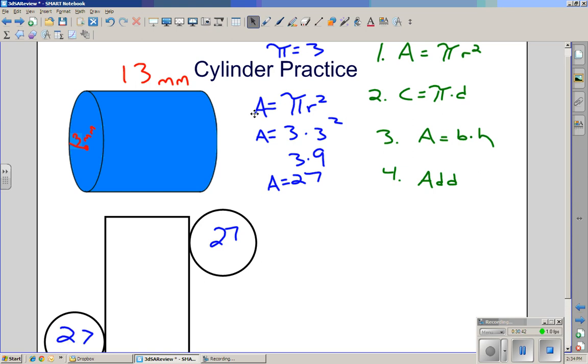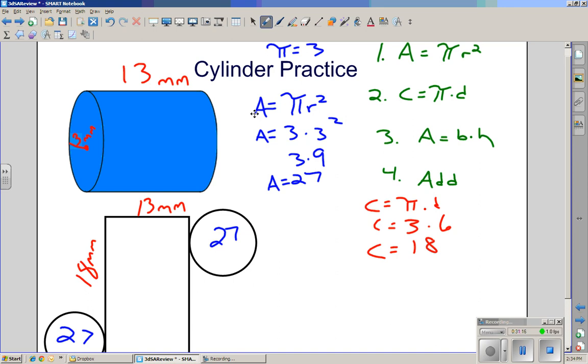The next step, since I know this is 13 millimeters, I have to find my circumference. I do that with C equals pi times diameter. My pi is 3. My diameter, if halfway through the circle is 3, I know the full way through the circle must be 6. And that is equal to 18. So this side, the long side of my rectangle, is 18 millimeters.